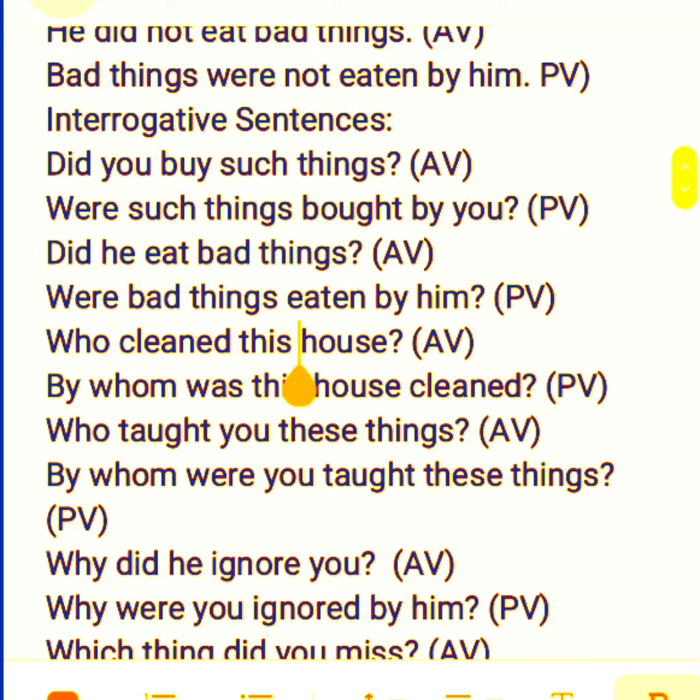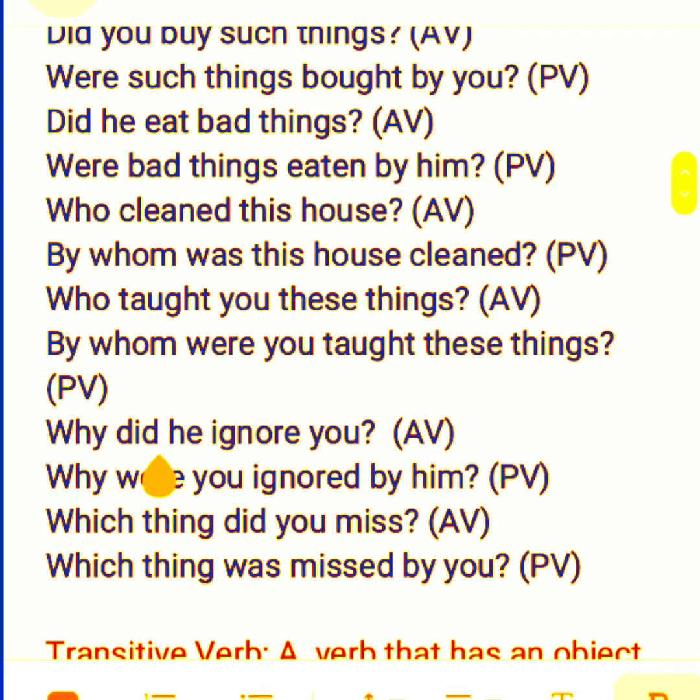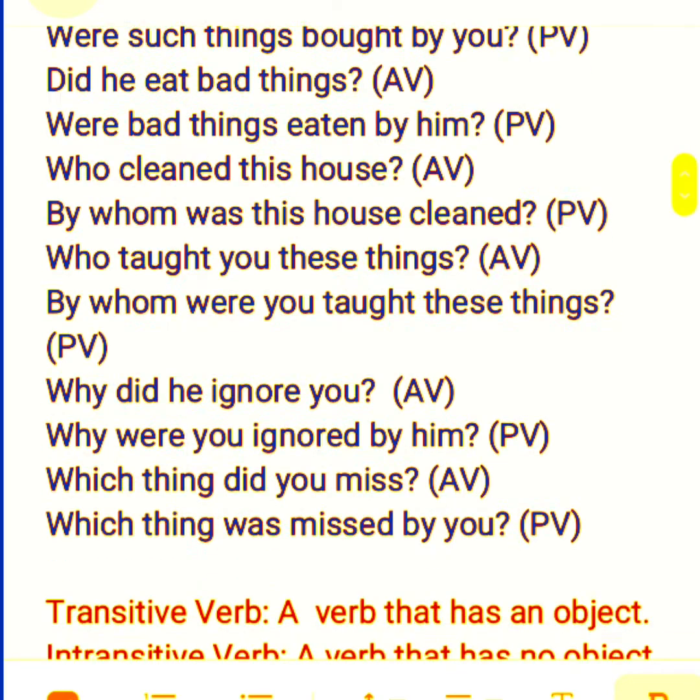Who cleaned this house? By whom was this house cleaned? Who taught you these things? By whom were you taught these things? Why did he ignore you? Why were you ignored by him? Which thing did you miss? Which thing was missed by you?